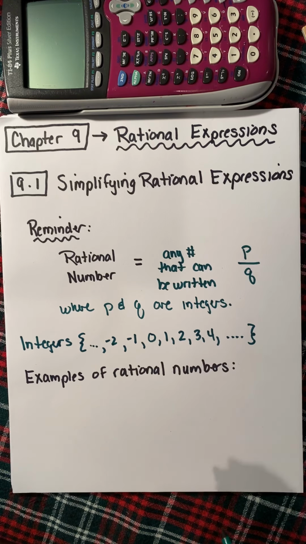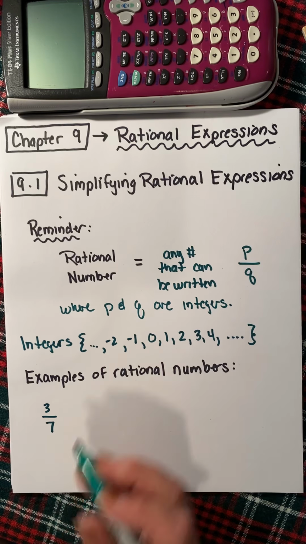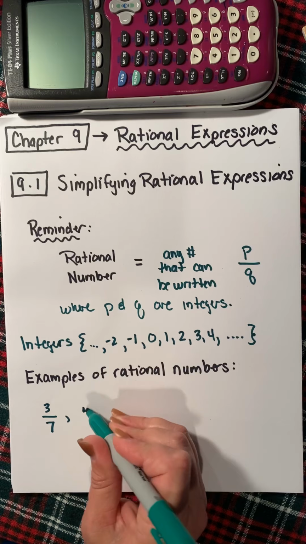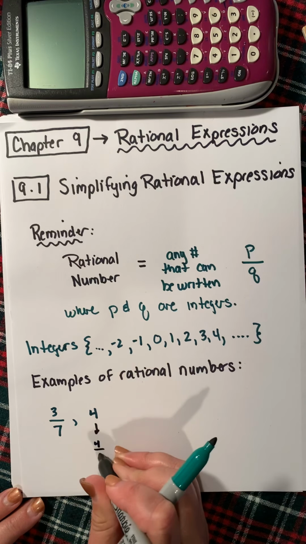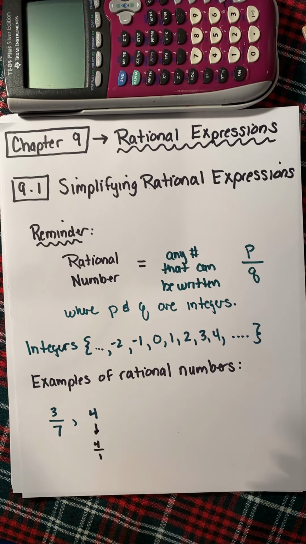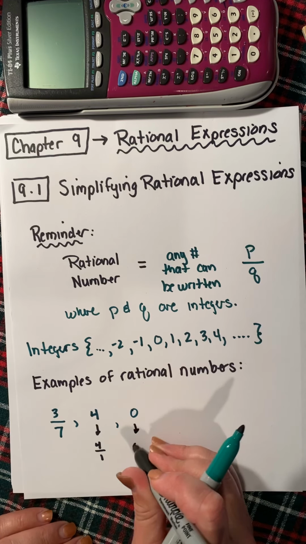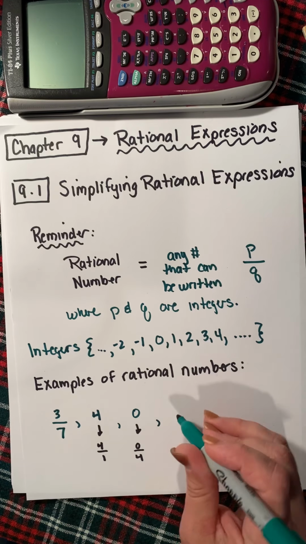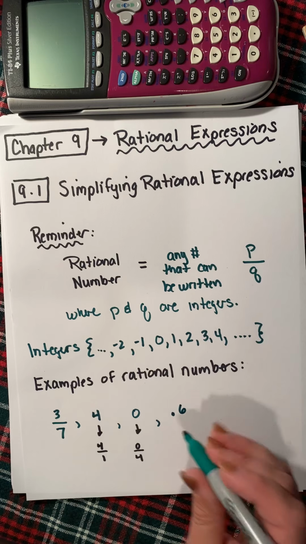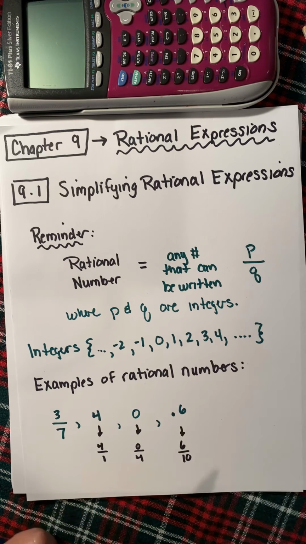So examples of rational numbers would be 3/7, integer over integer. 4 is a rational number because we can write 4 as 4 over 1. We could also write it as 8 over 2. 0 is a rational number because 0 can be written as 0 over 1 or 0 over 4, right? Finite decimals, 0.6 is a rational number because we can write 0.6 as 6/10, right?